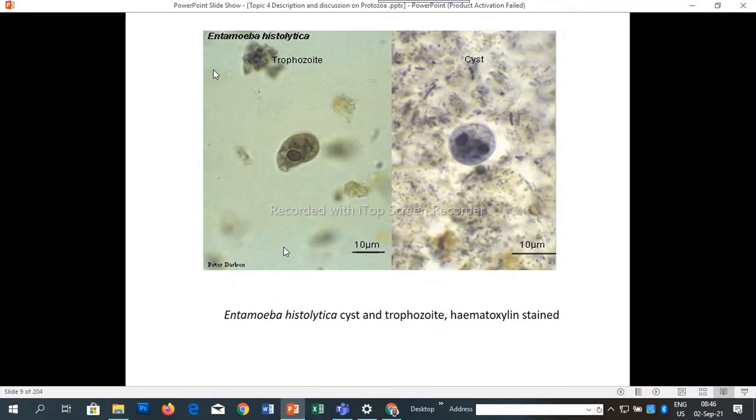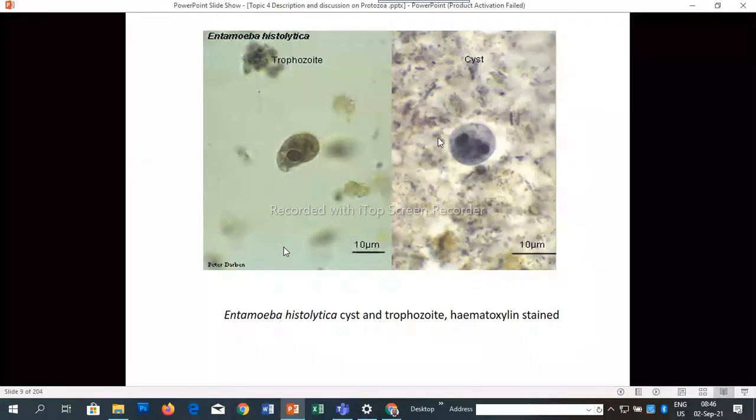So, this is Entamoeba histolytica. They are the trophozoites. And this is the cyst which has the nuclei. And we have seen that histolytica can have one, two, or four nuclei.